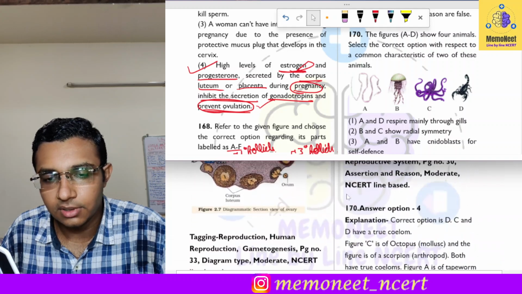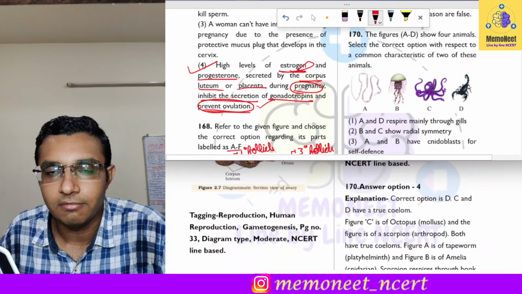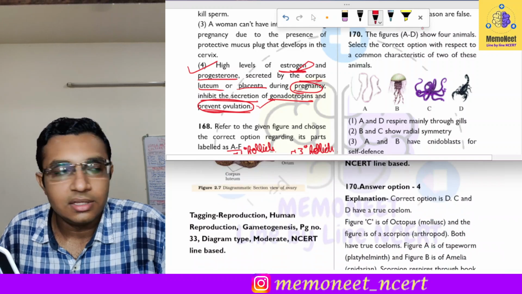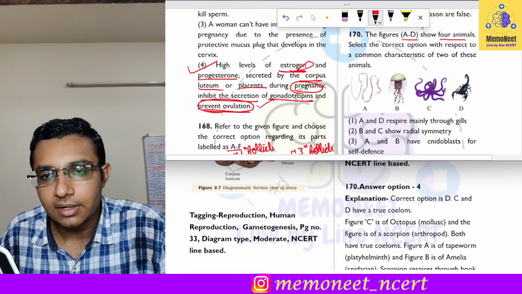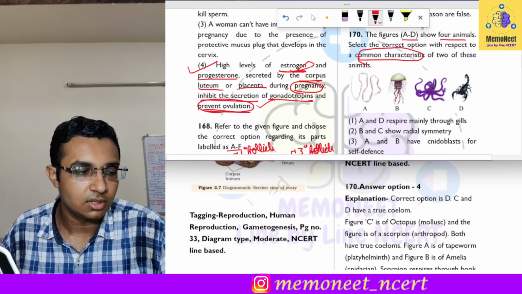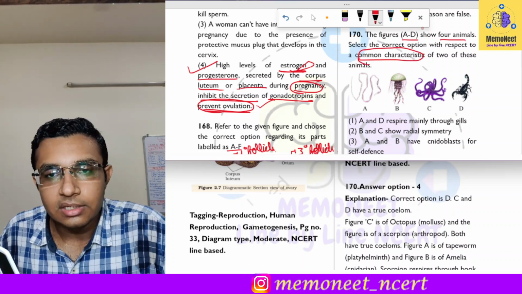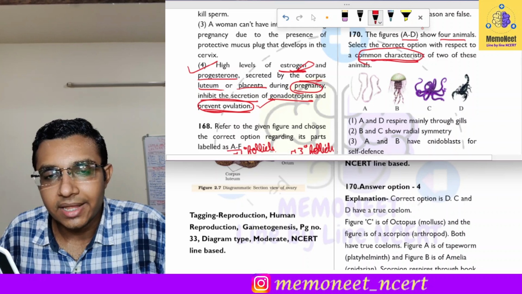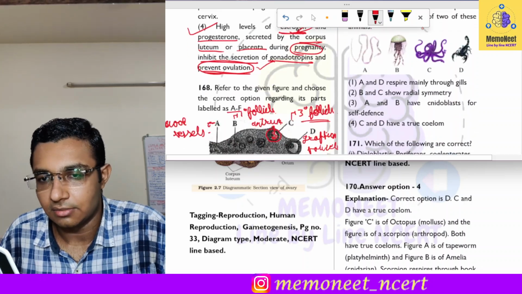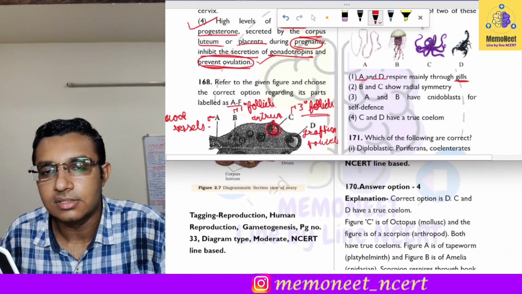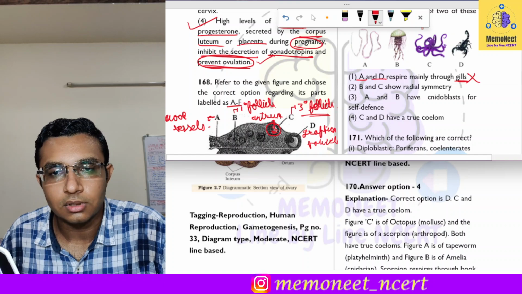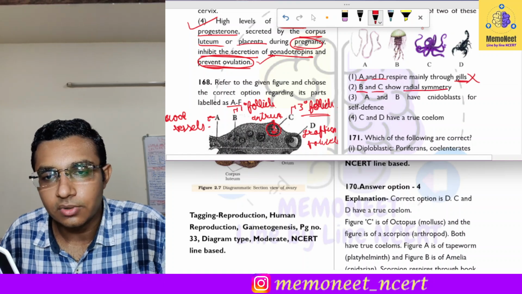Now moving on to the next question, that is question number 170. So here the figures A to D show 4 animals and we have to select the correct option with respect to a common characteristic of 2 animals. So we have to find which of these 2 animals have a common characteristic. The first is: A and D respire mainly through gills. Is this true? No, this is false.